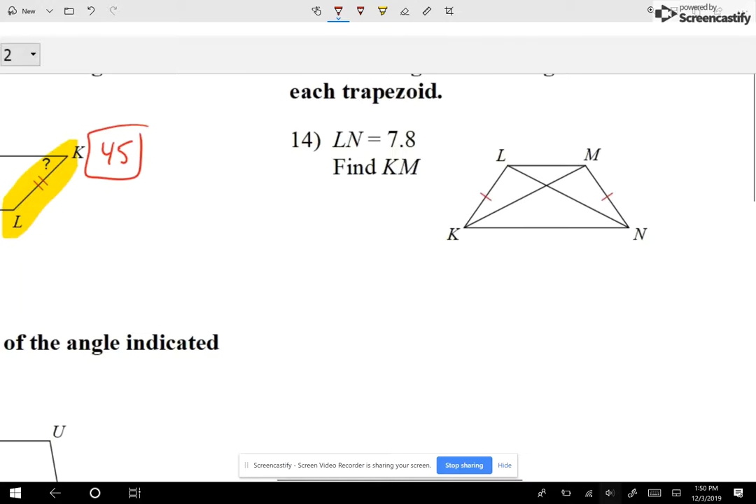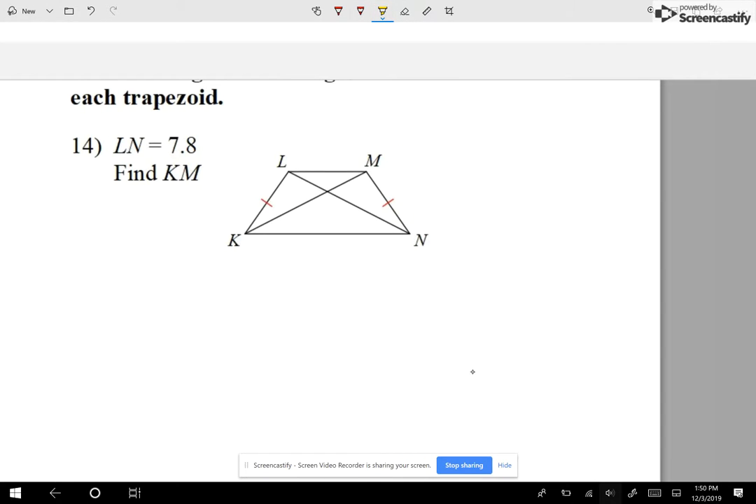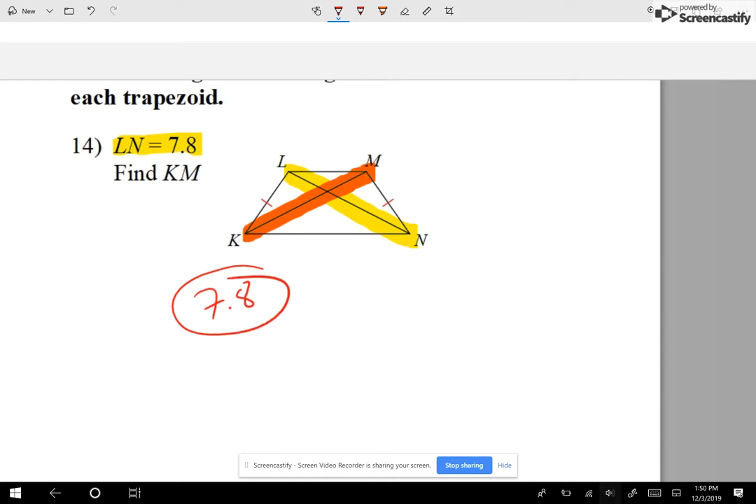Let's take a look at number 14. In this case, I'm dealing with the diagonals. I'm telling you that LN is 7.8. LN is this diagonal. I'm asking for the other diagonal, KM. On the trapezoid, where the two sides are equal, the two diagonals are equal to each other. So if LN is 7.8, KM is also 7.8. The two diagonals are equal to each other.